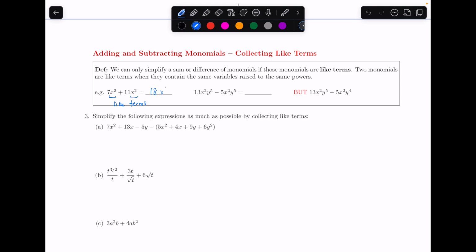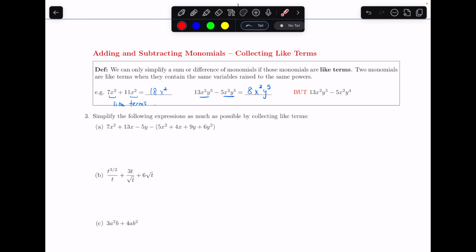18x squared. Similarly, with this next term, even though there are multiple variables here and multiple variables here, it's the exact same variables to the exact same powers. So these are also like terms. Okay, so I have 13 of these x squared y to the fifth, and now I'm subtracting 5 of the x squared y to the fifths. Well, that leaves me with 8 of the x squared y to the fifths.